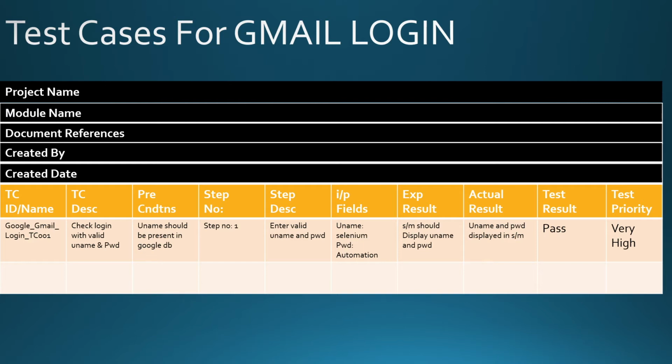What are all the input fields we have to select here? The first one is for username, where I can enter my username in that username text field. The next input field is the password text field, where I will enter my password, right? What is the expected result? System should display username and password. What is the actual result? Username and password displayed in the system. The test result is passed. The priority, I can mention, is high. If you want to check any other scenario, you can write as many test cases as you want. This is all about test cases for Gmail login, and this is the one example that I created.